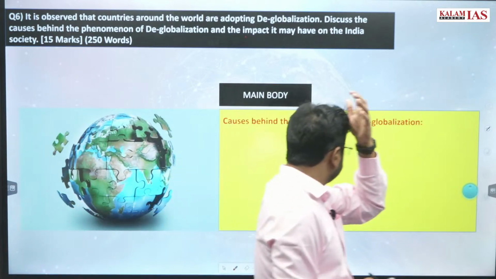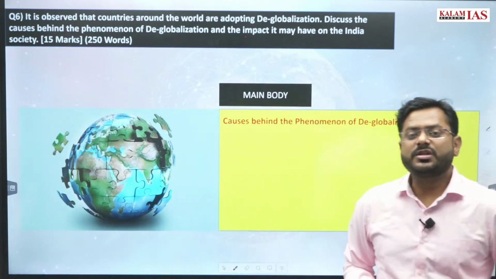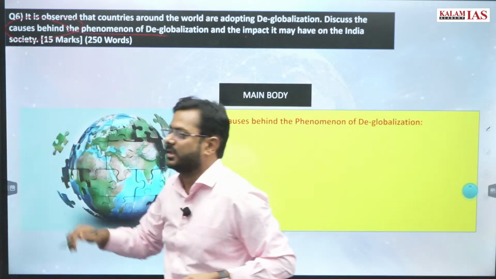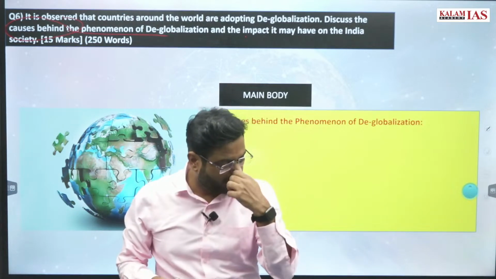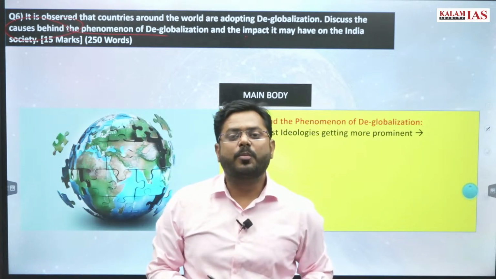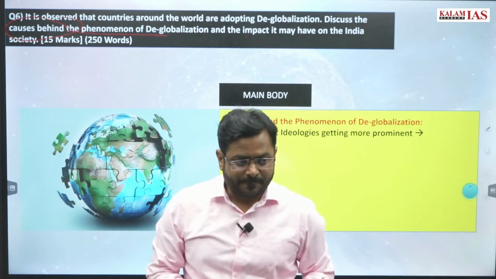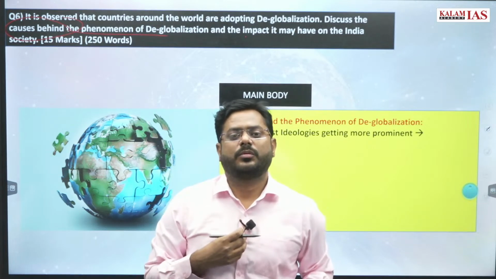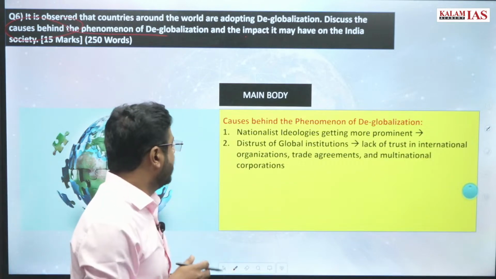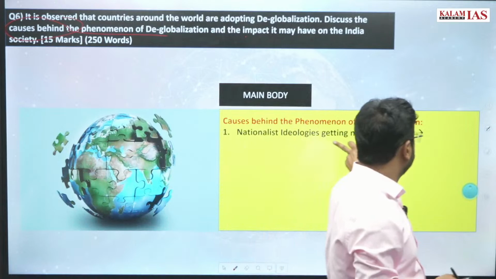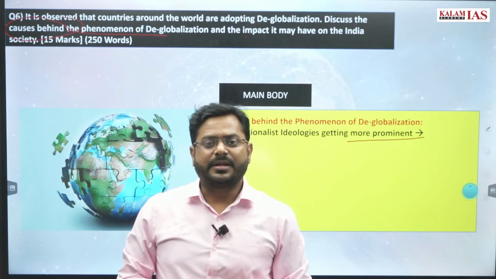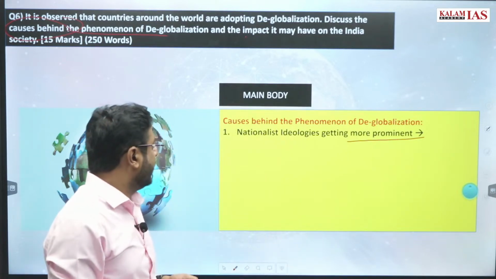Then what are the causes? What are the causes because of which you have to write causes, right? Causes behind the phenomenon of deglobalization. So the cause behind the phenomenon of deglobalization is that nationalistic ideology is getting more prominent, right? Most of the countries want to follow nationalistic ideologies. For example, America wants America for the Americans, right? Similar is the case with Canada also.